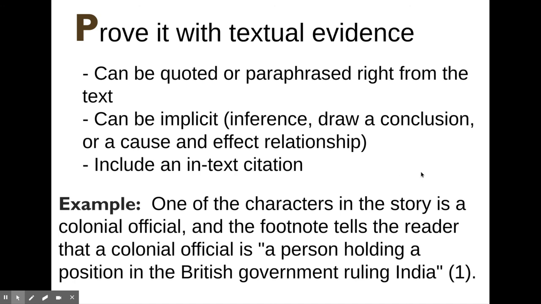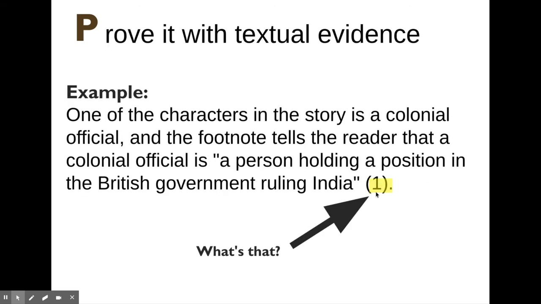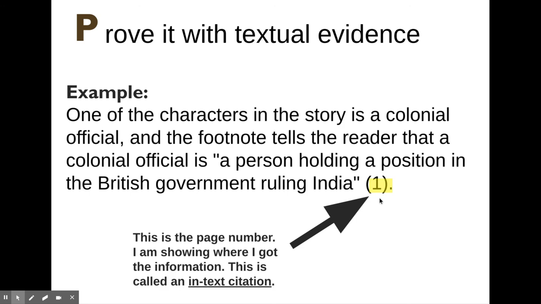Now you might be asking yourself, what was that number at the end? Well, that is my page number for where I got the information. Now, the story of the dinner party is pretty short, so it's either going to be on page 1 or 2, or it might span both of them. And if that were the case, I'd put 1-2. But this part was on page 1 of my story.